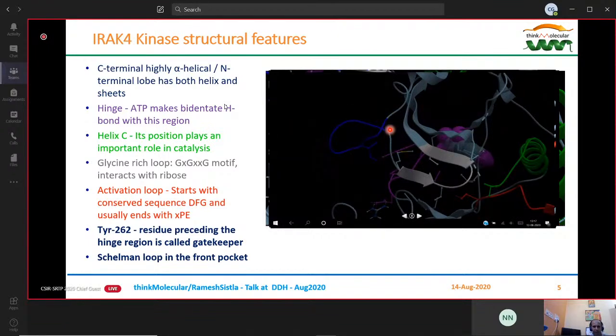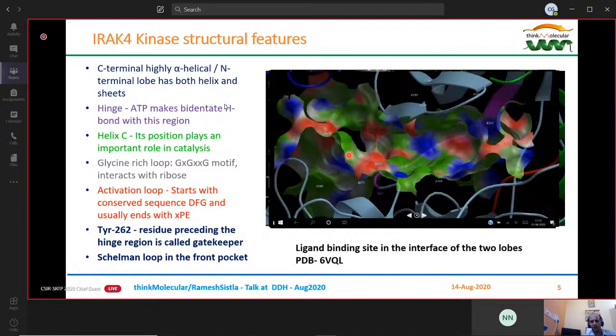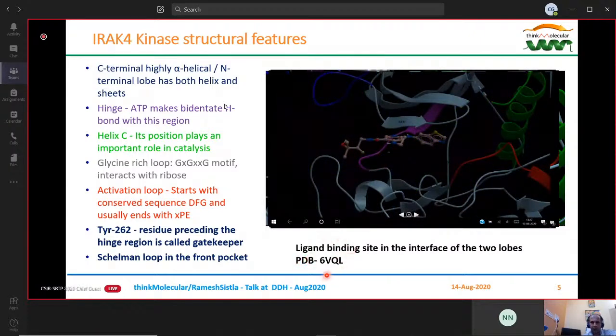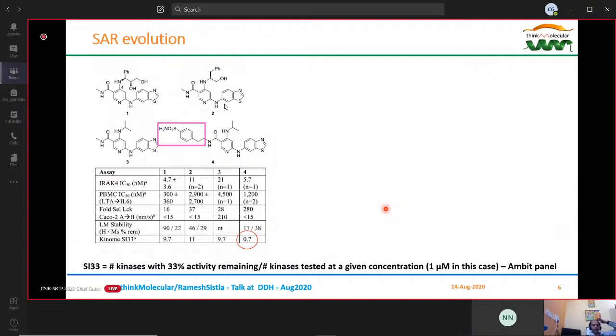If you come to the front pocket of the kinase, you see this blue loop here. This blue loop is what is known as a Shellman loop. Not present in most kinases, but this is an insertion loop that is present in IRAK4 kinase, and that gives a pretty unique character to the front pocket of IRAK4, the importance of which you will see in the coming slides. So overall, there is a ligand binding site at the interface of the N-terminal lobe and the C-terminal lobe. This is a PDB that is published as part of this paper. As you can see here, the ligand is bound in the interface of the N-terminal and the C-terminal lobe. So with that, let's get into the evolution of structure-activity relationship.